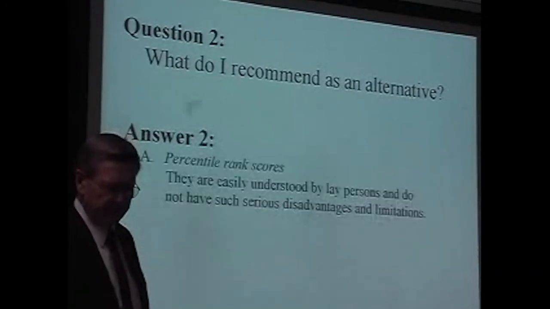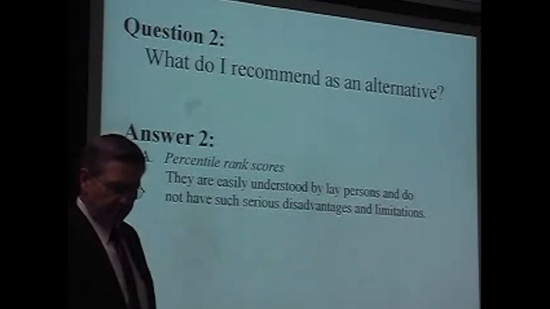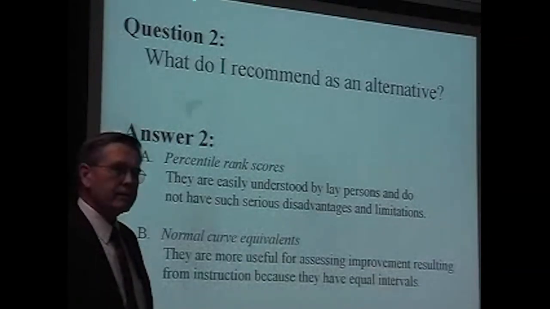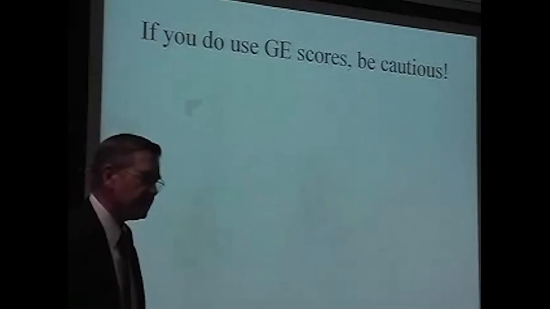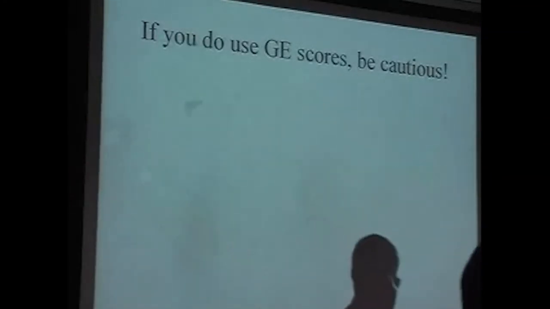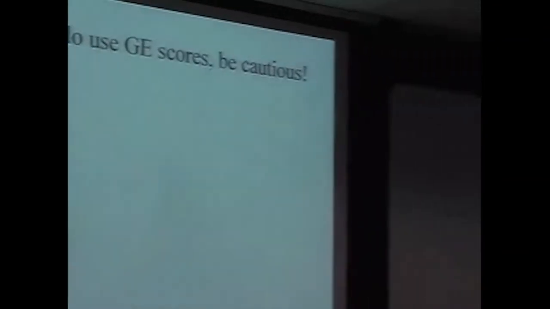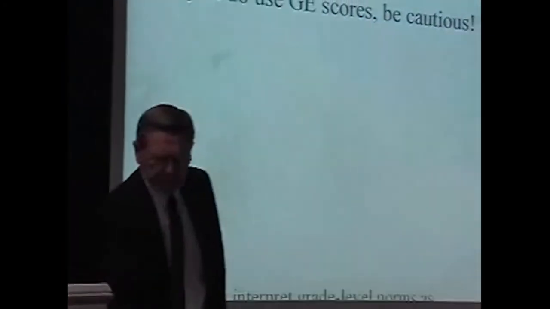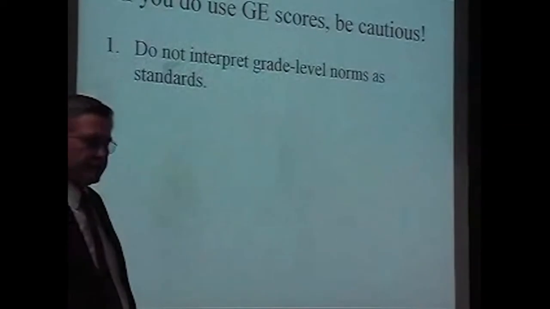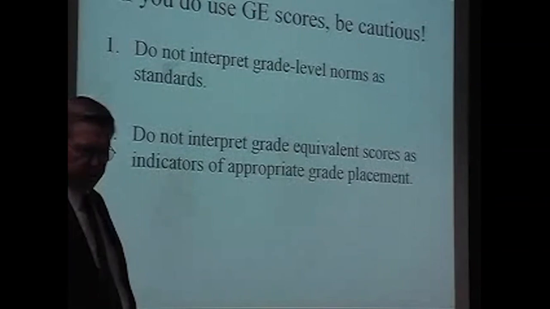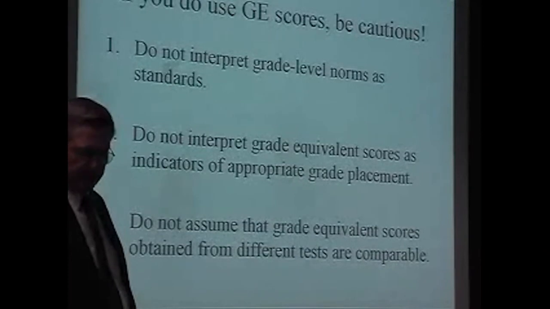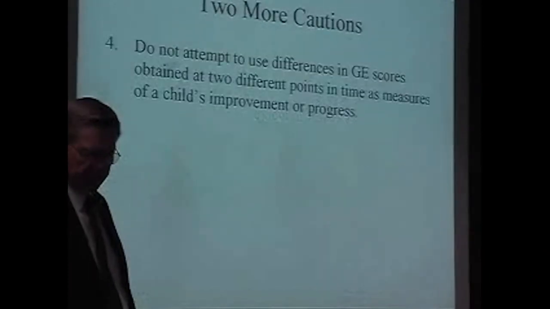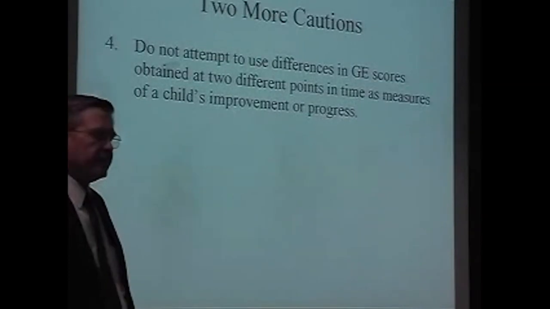What would I recommend as an alternative? Percentile ranks would be one, normal curve equivalence would be another, and at the bottom of that list you want to add Lexiles. Now, if you do decide to use them in spite of what I've said, at least be cautious in the following ways. Do not interpret them as standards. Do not interpret them as indicators of appropriate grade placement. And do not assume that they're comparable across subjects or tests. And then two more. Do not attempt to use them to measure progress.